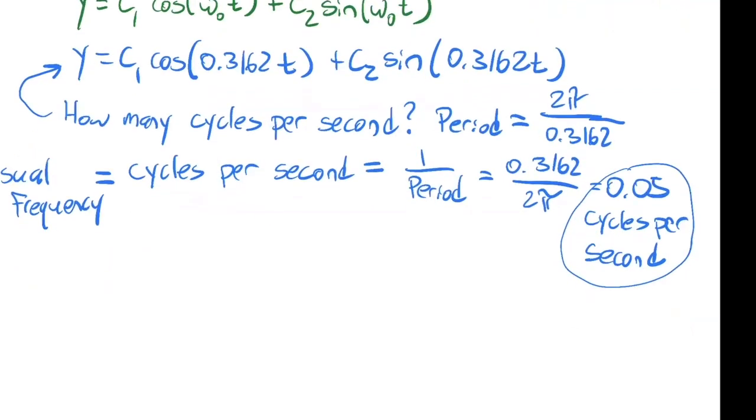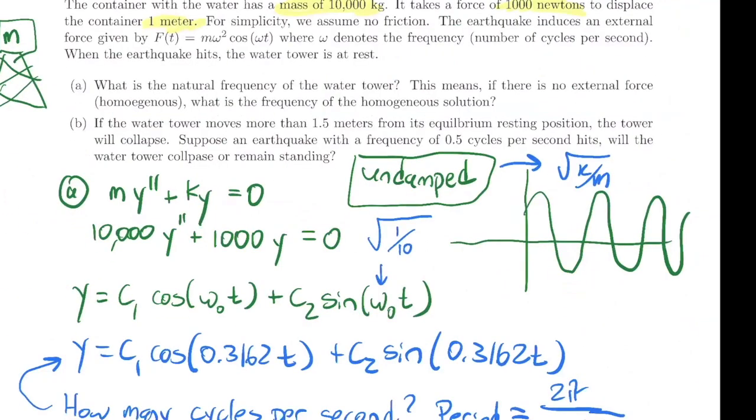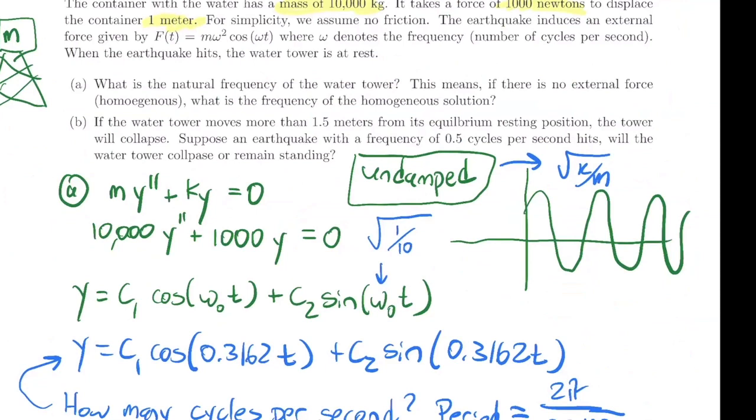And so in part B, what we want to figure out is whether this water tower is going to be able to sustain an earthquake whose frequency is 0.5 cycles per second. I think that's what's going on in part B. The key thing here is if this water tower moves more than 1.5 meters from its resting position, that's going to be a problem.